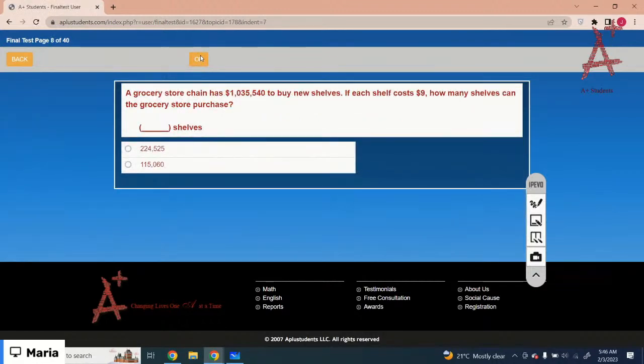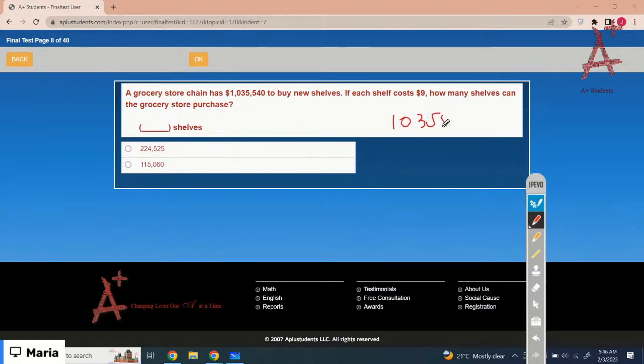Okay, the next one is a grocery store chain has 1035540 to buy new shelves. If each shelf costs $9, how many shelves can the grocery store purchase? So basically, you have to divide by 9. Got it? Divide this value by 9. The value is 1035540 by 9. Got it?